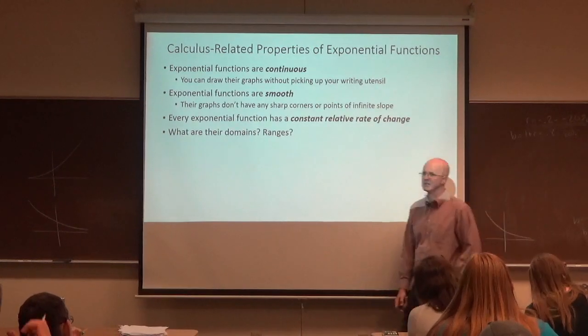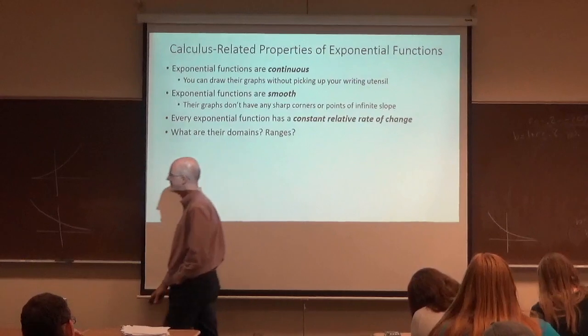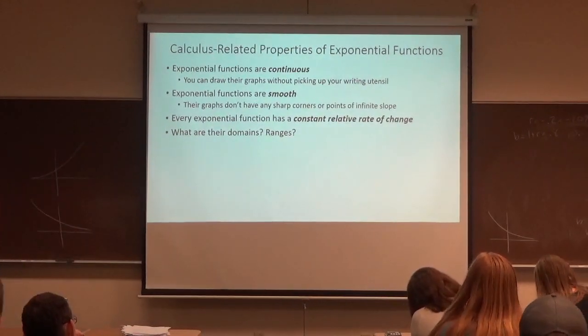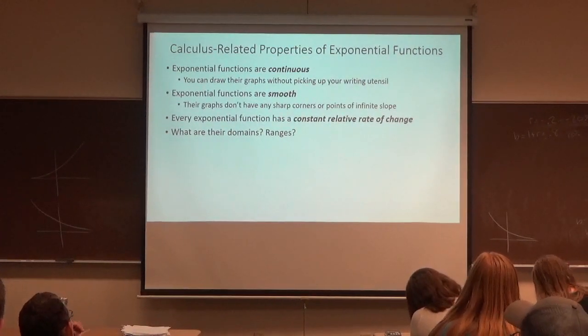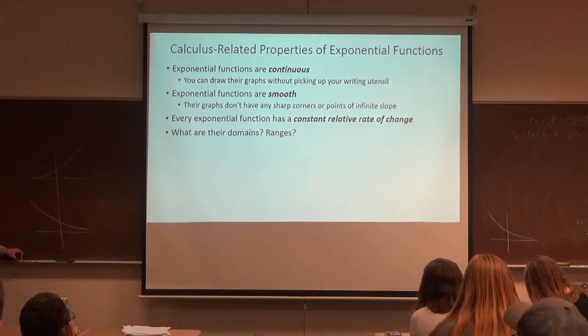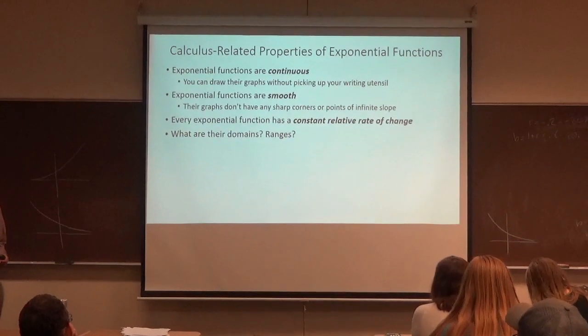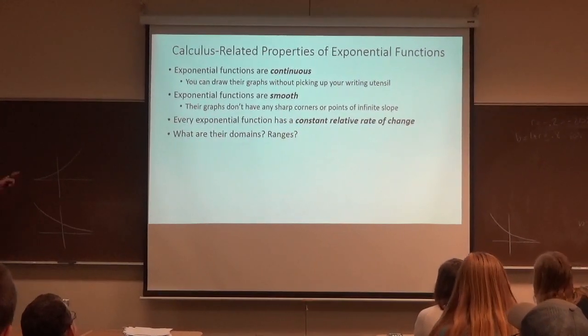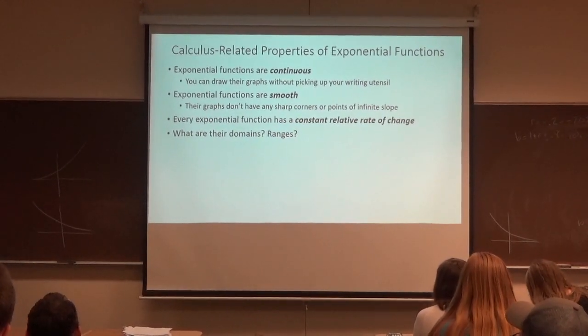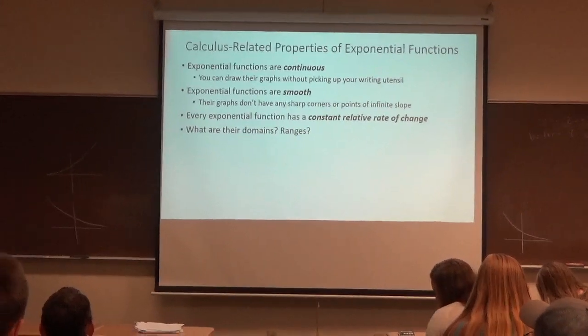What are the domains and ranges? We haven't talked about domains and ranges yet. It was in the reading from section 1.1. So both exponential growth and decay have the same domain and range. What's the domain?